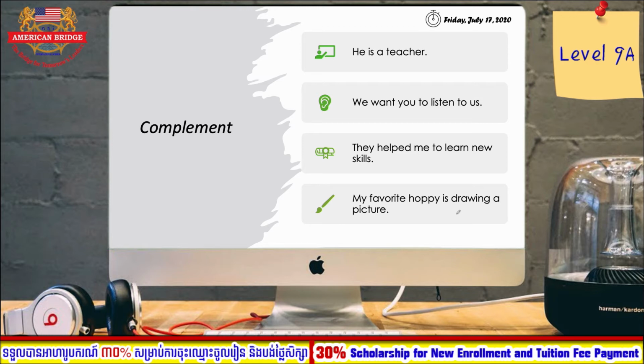It can give meaning to the subject, which we call subject complement, or it can give more meaning to the object, which we call object complement. So in this example, he is a teacher. He is the subject. A teacher is not the object here, but it is the complement. The complement gives more meaning to the word he. Who is he? He is a teacher. Who is a teacher? It is he, or it is him. So it is the same person.